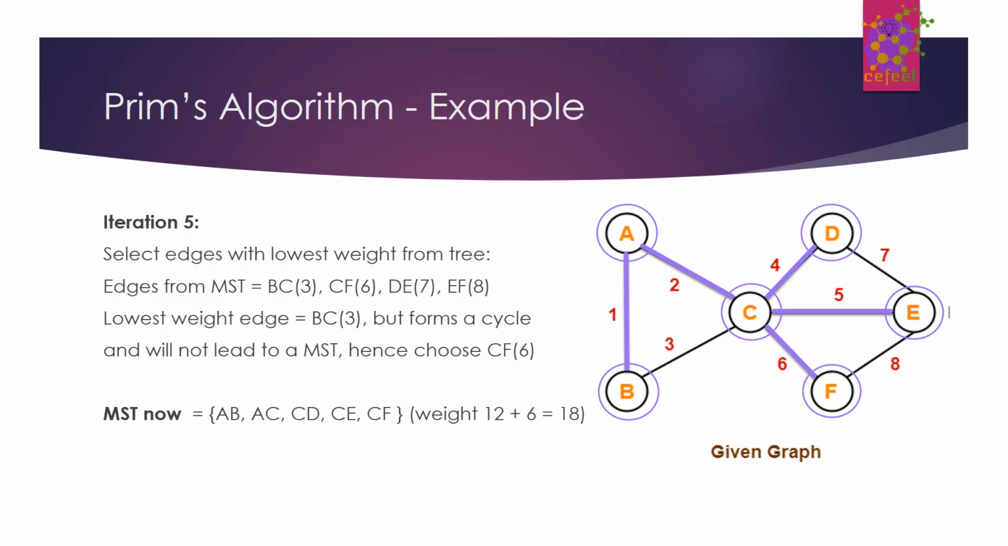So looks like we are done now because we have included every vertex. And notice what we ended up with. We ended up with a tree which actually covers every vertex of the graph, and it actually has a minimum weight, which is 18.